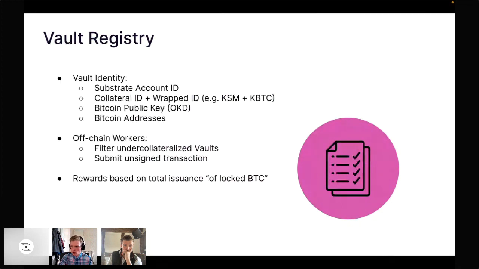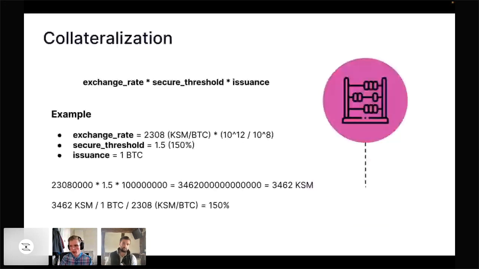I think I also touched on the off-chain workers before, so this is something this module also takes care of. So we have something called the collateralization rate, which I'll briefly discuss in the next slide. But taking this into account, the off-chain workers utilize this module to check whether the vault is sufficiently collateralized based on the amount of collateral and tokens it has locked.